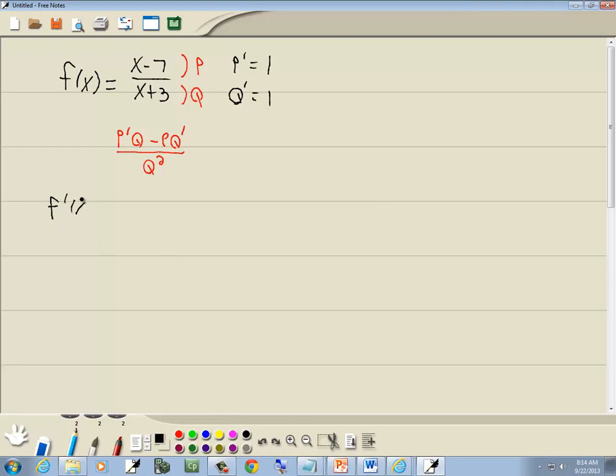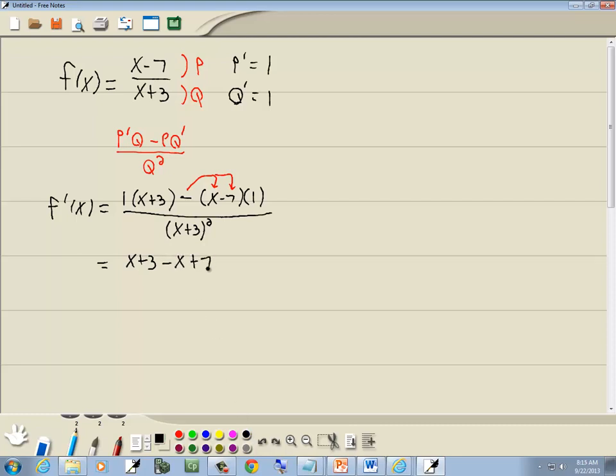So for our first derivative, p prime we said was 1, q was x plus 3, minus p, which is x minus 7, times q prime, which is 1, all over q squared. Well, the 1 isn't doing anything in either one of these, so this becomes x plus 3. Now remember, a negative out in front of your parentheses flips the sign of everything inside, so it's going to flip the sign of the x and a negative 7. So that gives us a negative x plus 7, and then x plus 3 squared.